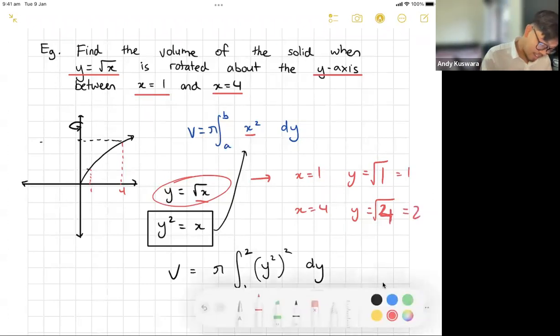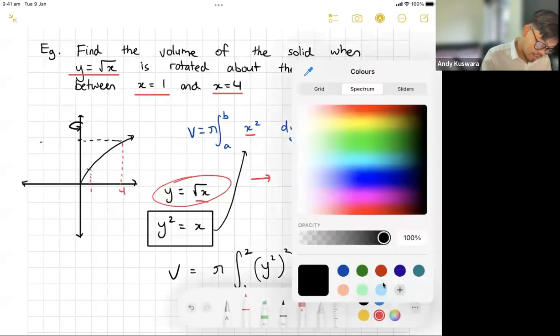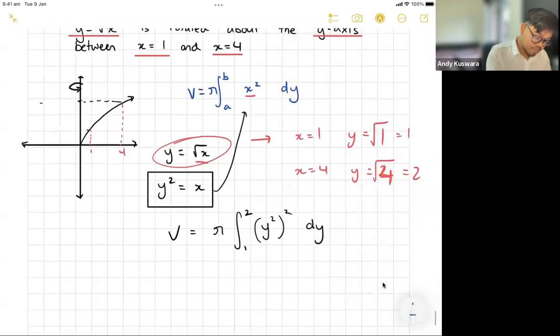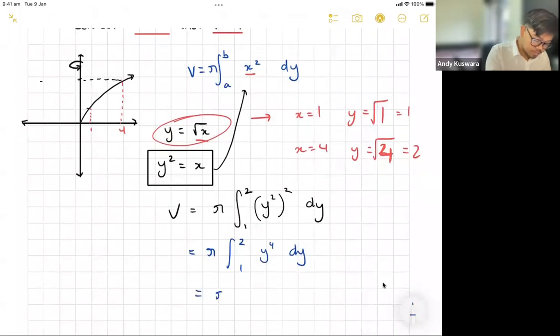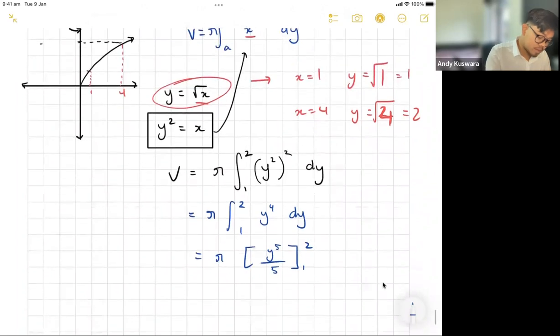Okay. Let's go through this integration, make sure we're all good. So the volume now becomes pi outside of the integral from 1 to 2 of y to the 4 dy. That looks like an integration that I want to do. And so this becomes y to the 5 on 5 between 1 and 2. And again, this just becomes pi outside of y to the 2 all over 5.